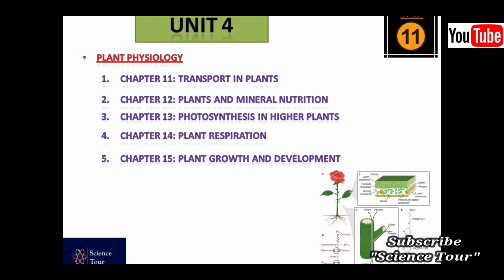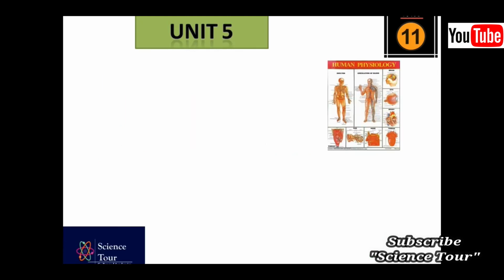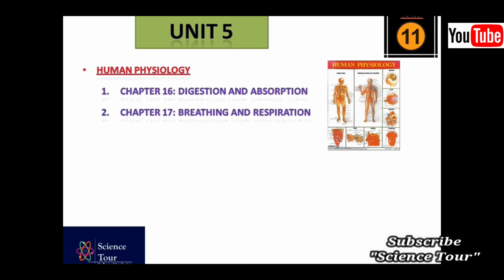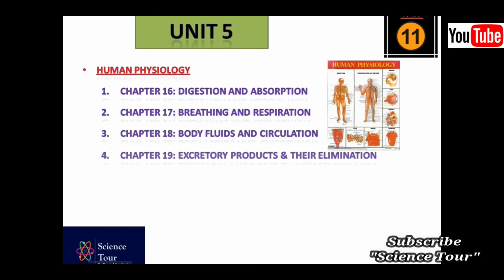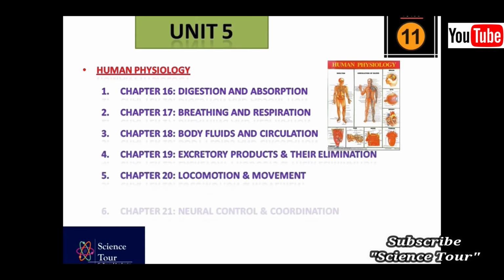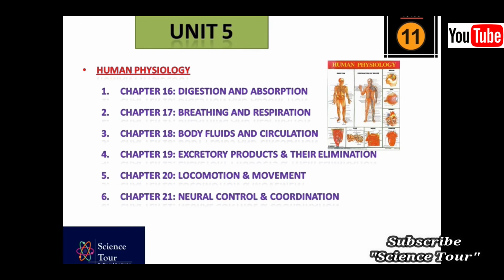Coming to unit 5, it is about human physiology. You are going to study how the different parts of the human body function. Under that chapter 16, digestion and absorption. Human alimentary canal and digestive glands you will study. Role of different digestive enzymes, digestion and absorption and assimilation of digested food, nutritional and digestive disorders like diarrhea, indigestion, constipation, vomiting, jaundice, etc. Coming to chapter 17, that is about breathing and respiration.